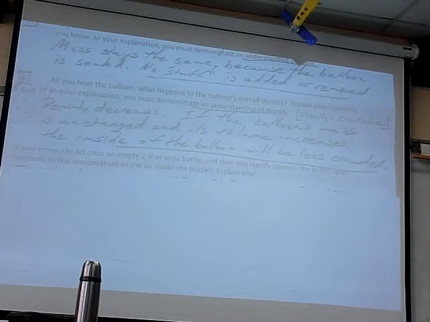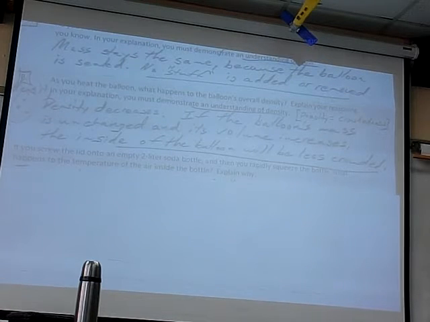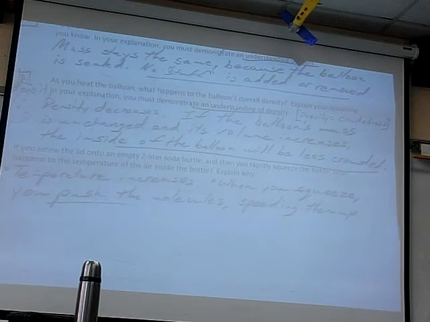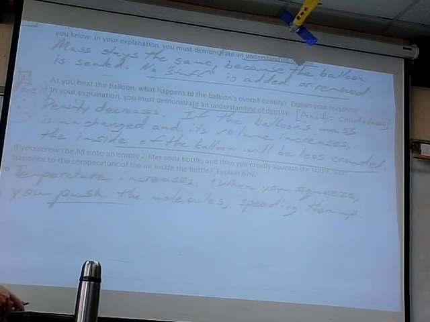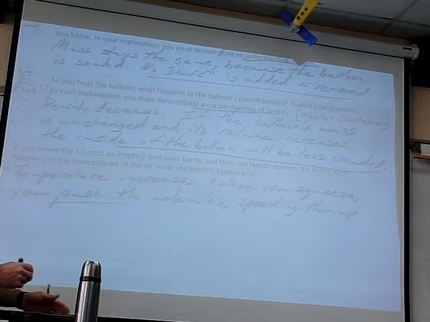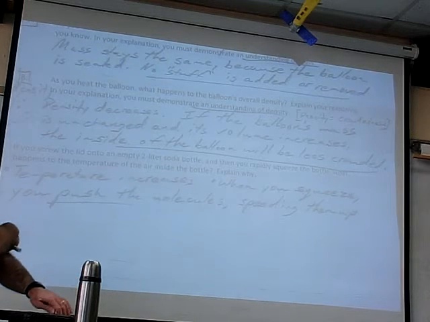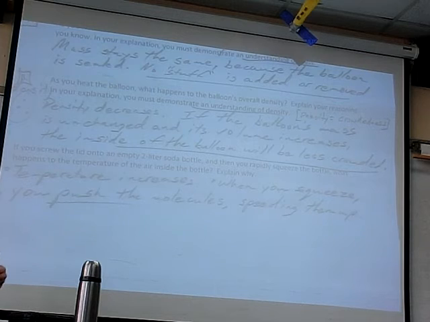Number 9, this is the bottle thing. If you screw a lid on and you squeeze, what happens? Temperature goes up. Why does it happen? It's because when you squeeze, you push the molecules and that speeds them up. Any questions about this stuff so far? So your job now, take the next 20 minutes and do the rest of it.